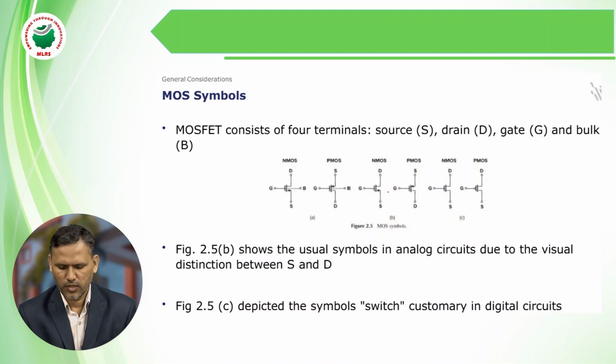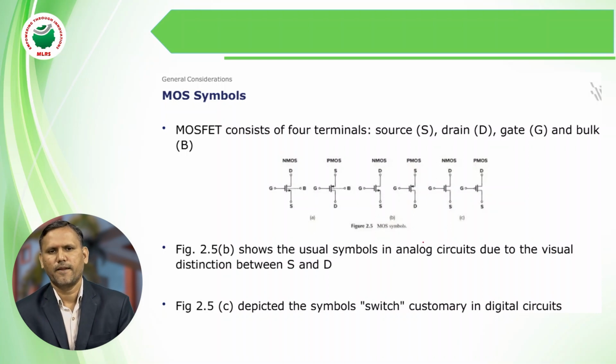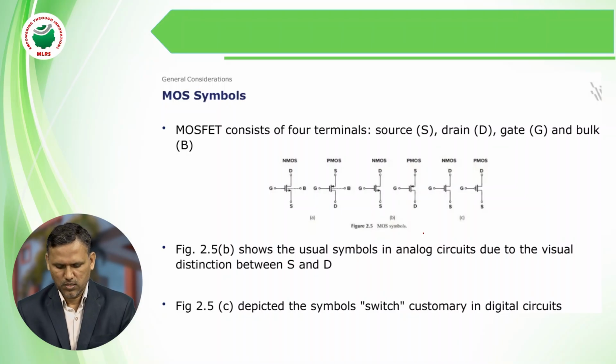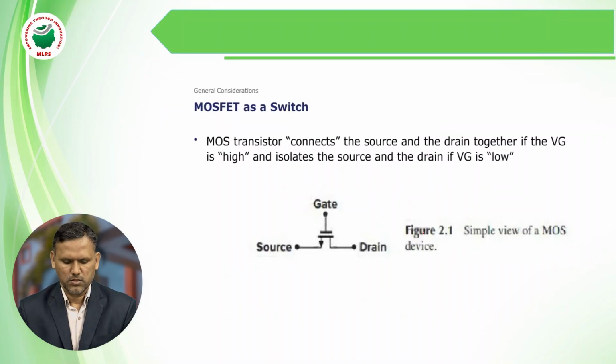Another also, NMOS can be represented here without noting any body. Here also without noting any body. So this is the NMOS and PMOS representation. Or with a bubble in the PMOS and no bubble in the NMOS. So these are the different symbols representing a MOS device. So this MOS acts as a switch.